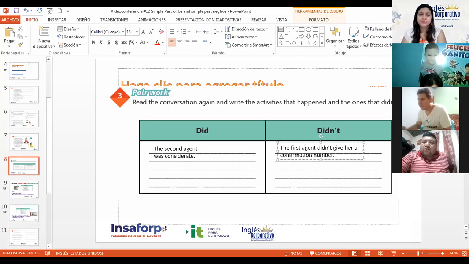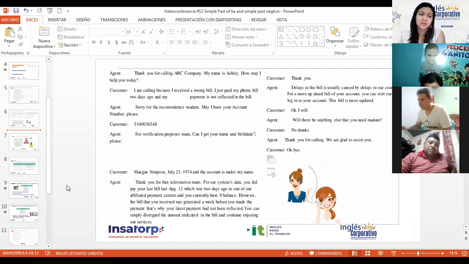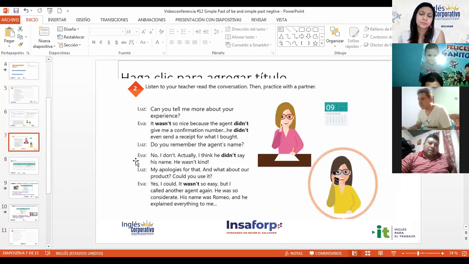The second agent was considerate, pero ese es como una conclusión a partir de todo lo que se ha leído. Pero sí, una acción directa de un suceso real. For example, the first agent didn't give me a confirmation number, or didn't give the complete service, or good service. Podría ser un caso o no. Eso no pasó, no le dio un buen servicio. Exactly. Siento que es como más directo, porque siento que sí fue considerado, pero es como una conclusión.